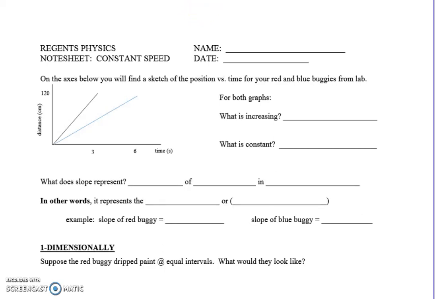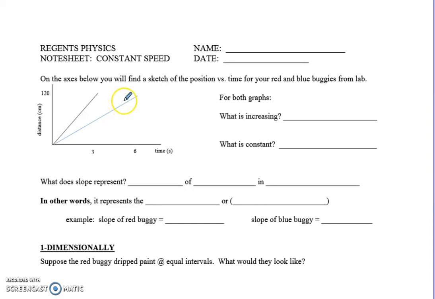Okay, so in this video tutorial we're going to be talking about objects moving at a constant speed. We're going to define speed and also velocity, and then just kind of hypothetically talk about when things are changing their speed. So to start things off, let's talk about the graphs that you got from your lab.